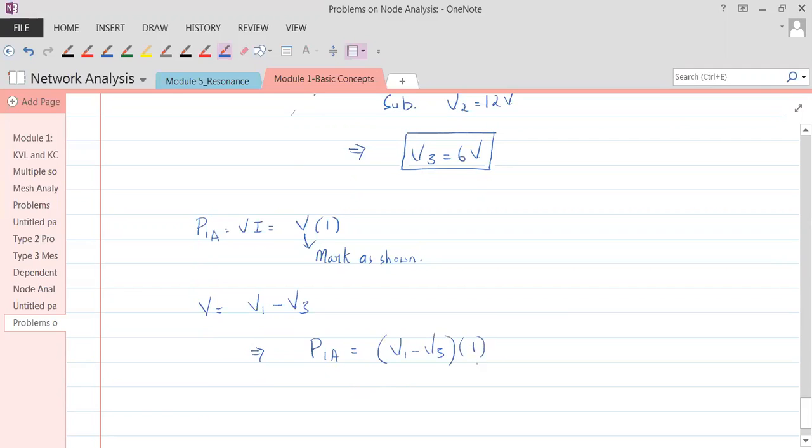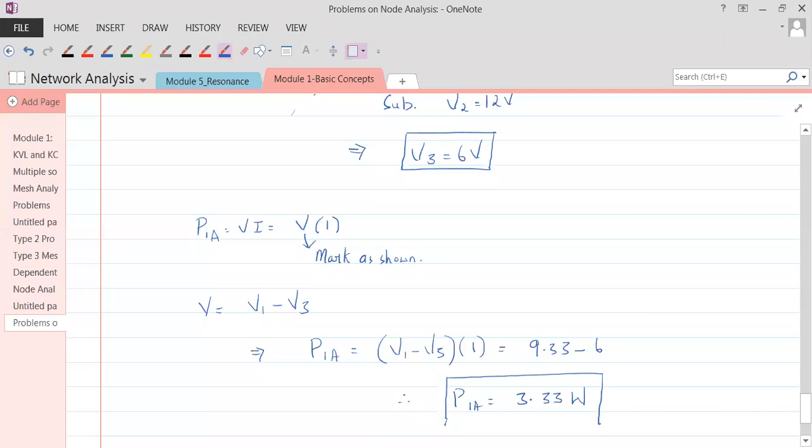So therefore, what is V1? V1 is 9.33 and our V3 is 6 volts. Therefore, power delivered by 1 ampere source is 3.33 watts. Everybody understand this point? So how to find out the power is something that we have to learn.